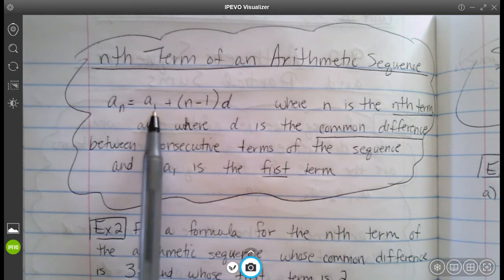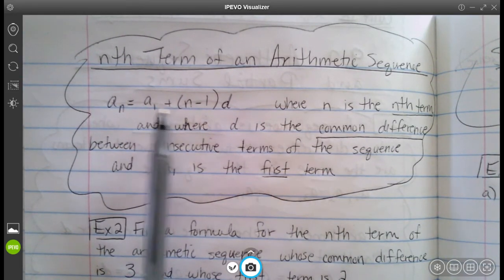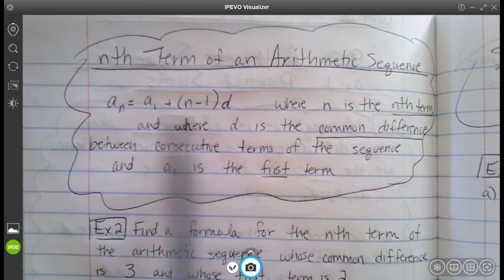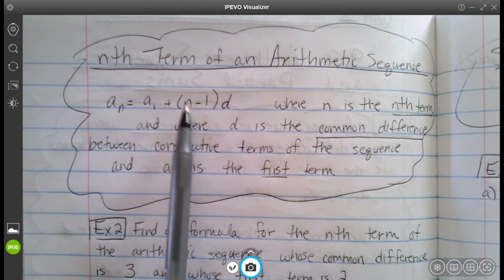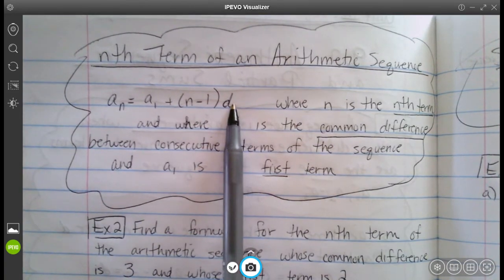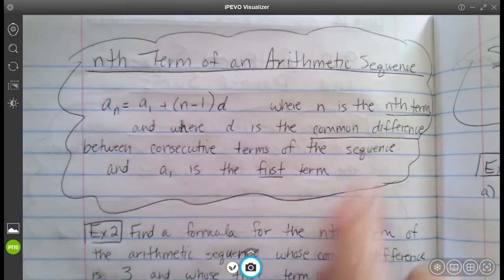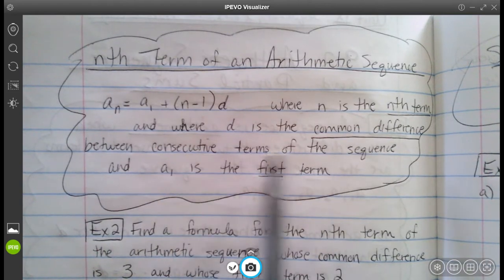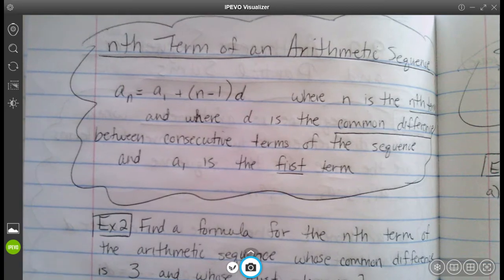It's a sub n is equal to a sub 1, the first term, plus n minus 1. Whatever term you're looking for, you plug in that number, the number of the term, times the common difference, d, where n is the nth term, d is the common difference between consecutive terms, and a sub 1 is the first term. Let's jump into an example.